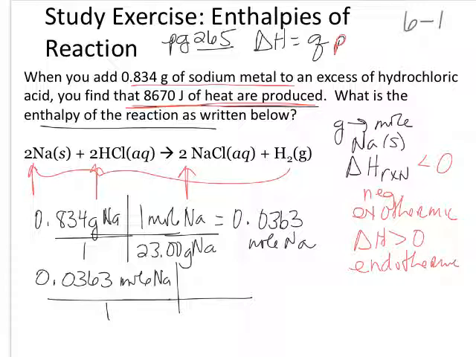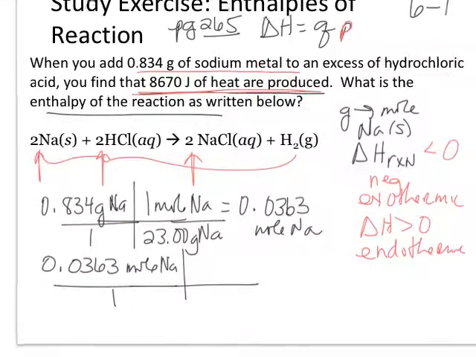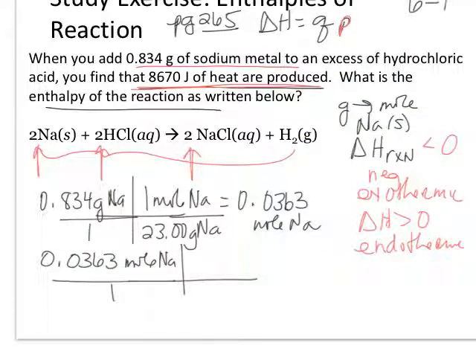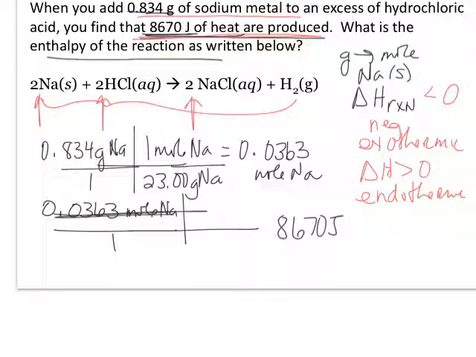8,670 joules of heat are produced. So what you can do with this problem is it's telling you that 8,670 joules of heat are produced if you have this much material. So actually what you want to do is take the 8,670 joules, we'll start over here, 8,670 joules, and that is per 0.0363 mole of sodium.